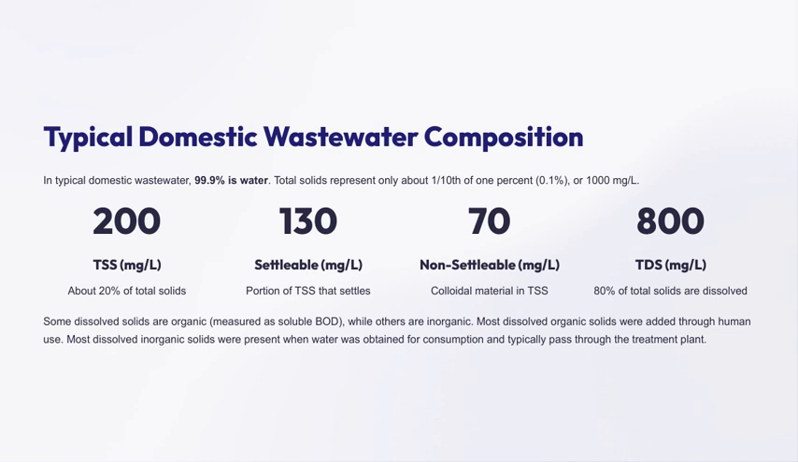These are dissolved directly in the water, and some are organic, like those contributing to soluble BOD, which indicates biological activity, and others are inorganic, often coming from natural sources or human use. Most dissolved organic solids come from human activities, such as household waste, whereas inorganic solids were typically present when the water was first sourced. These inorganic substances tend to pass straight through the treatment process without much change. Understanding this composition is key because it helps us target our treatment methods effectively, ensuring we remove what's necessary for safe water reuse or discharge.